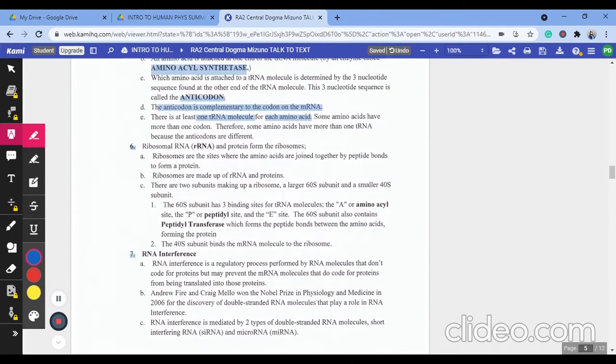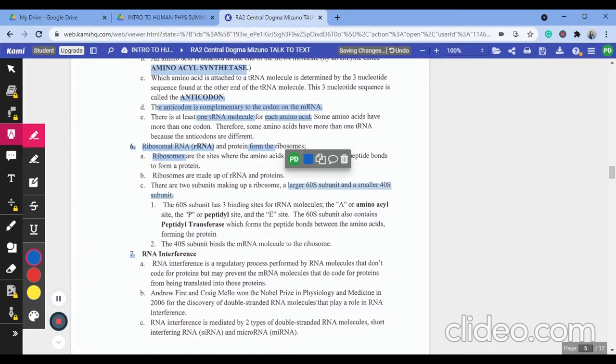Ribosomal RNA and proteins form the ribosomes. Ribosomes are the sites where the amino acids are joined together by peptide bonds to form a protein. Ribosomes are made up of RNA and proteins, and there are two subunits making up a ribosome, a larger 60S subunit and a smaller 40S subunit.